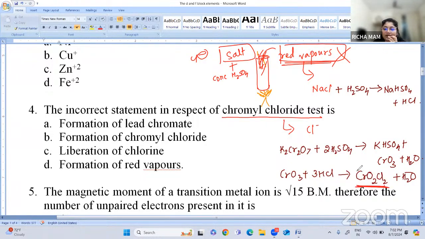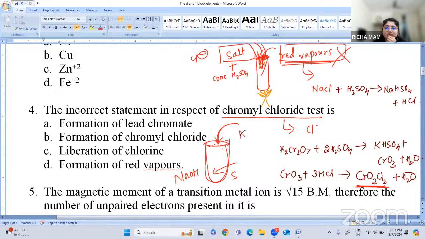Now this chromyl chloride, the vapors, what are you going to do? You pass the vapors into another test tube in which you are taking NaOH solution. Then you shake it, just a shake, because the vapors will be collected at the top. Then this solution will turn yellow.